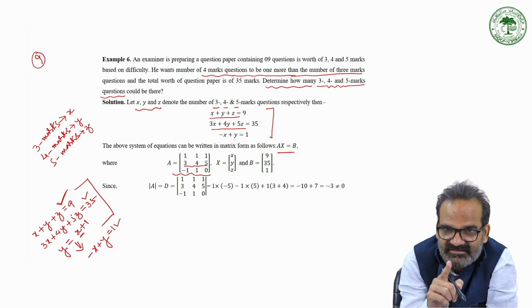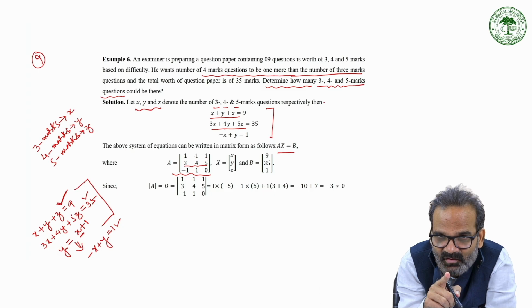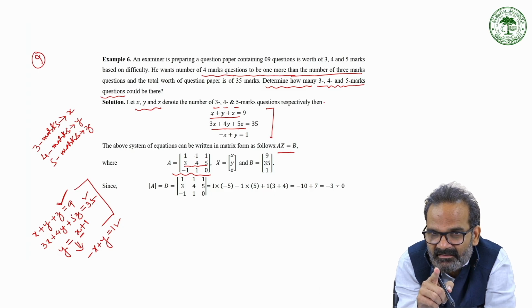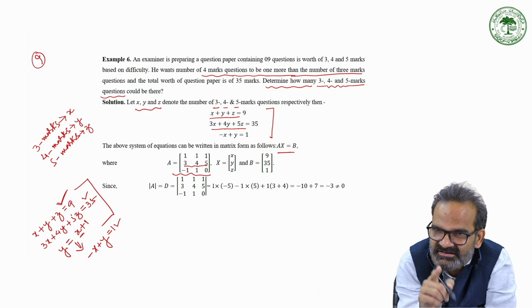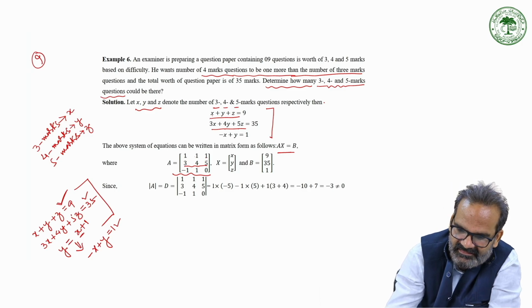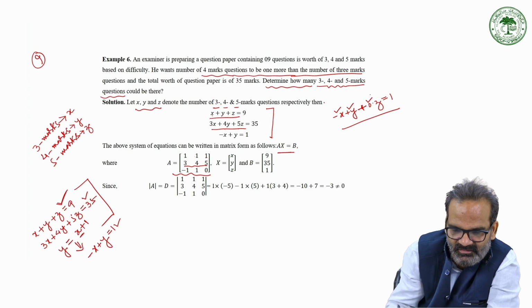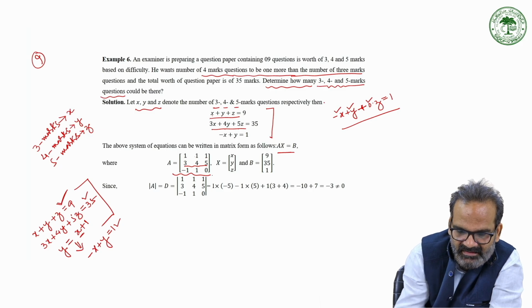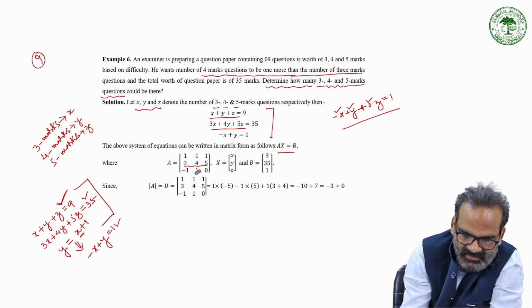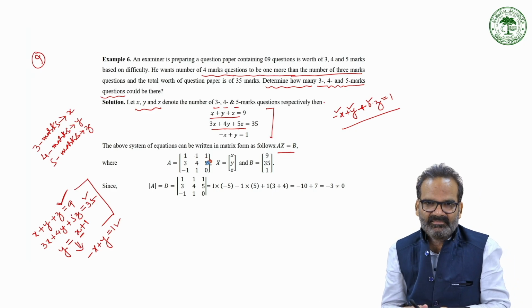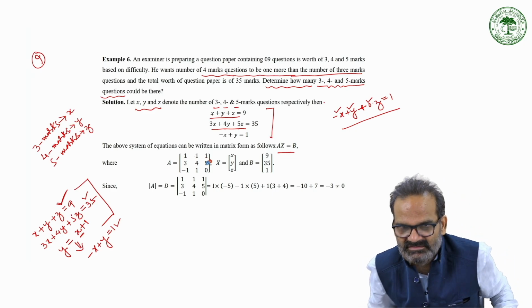And third, the coefficient of x here is minus 1, coefficient of y is 1, and coefficient of z is 0, because we can write it like this: minus x plus y plus 0 into z equals 1, right? So minus 1, 1 and 0 is your third row. This is the matrix, and capital X and capital B are also specified.